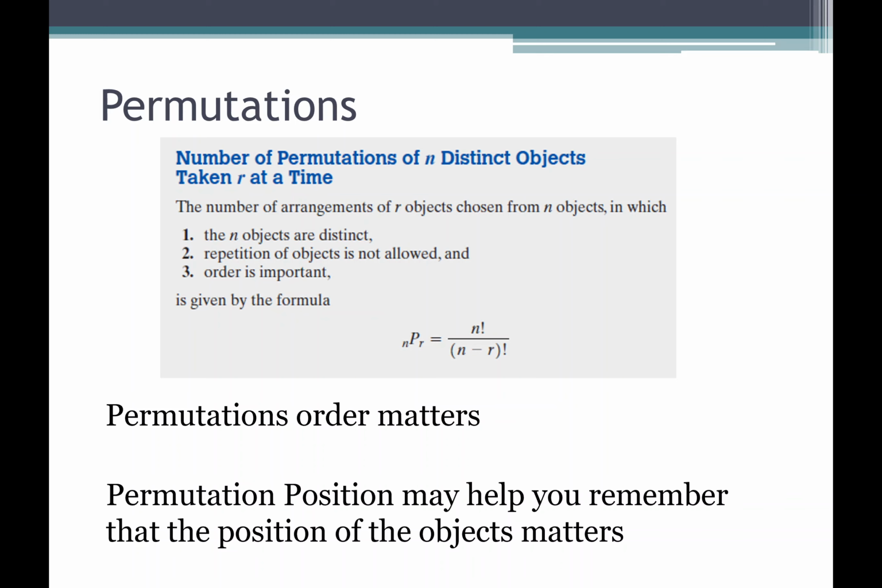Permutations: order matters. So this is an example like where you're going to different schools like we just did, or you're making different routes, because if you start one place, then the next place you go to, the order you do it in matters. Permutation, position, may help you remember this, that the position of the objects matters.